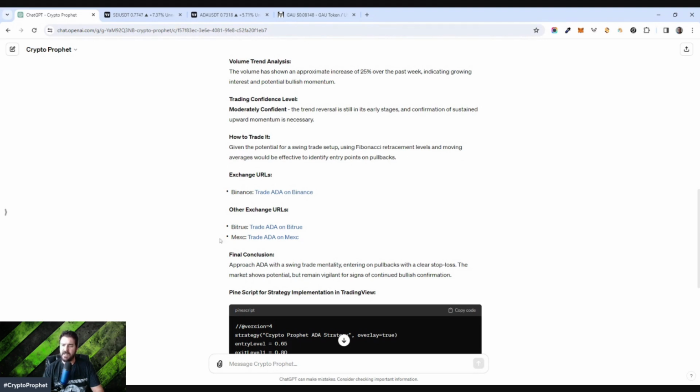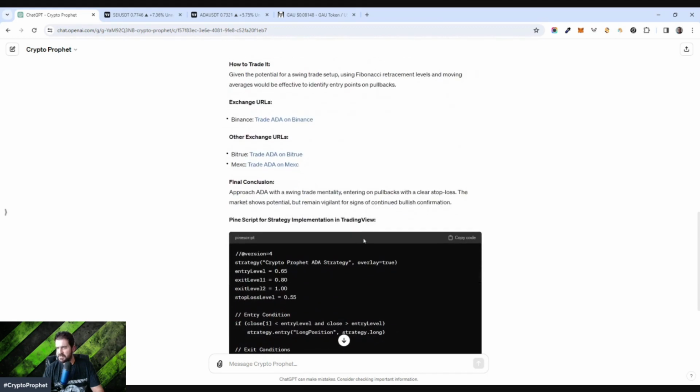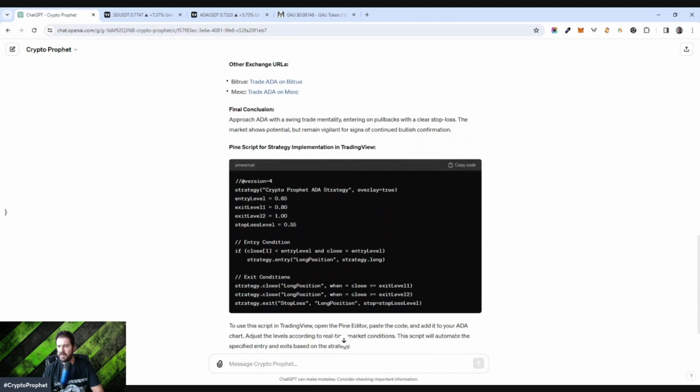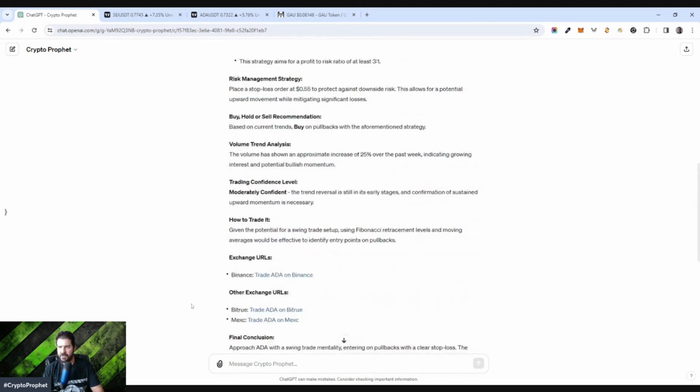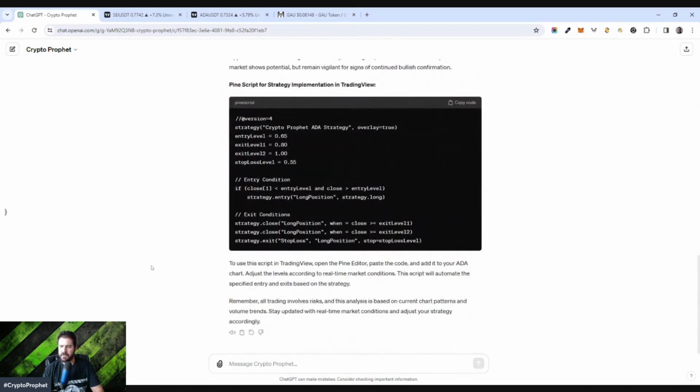It says you could trade on Binance, Bitrue, MEXC. Approach ADA with a swing trade mentality, entering on pullbacks with a stop loss. The market shows potential, but remain vigilant for signs of continued bullish confirmation. All right, and then it gives you the Pine script to go ahead and implement that trading strategy in TradingView, right? So this is pretty awesome.